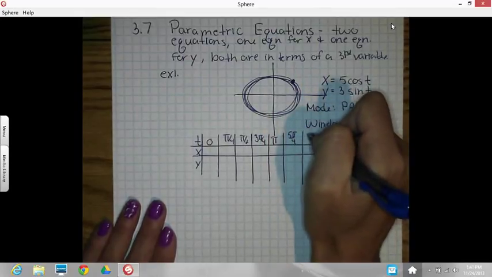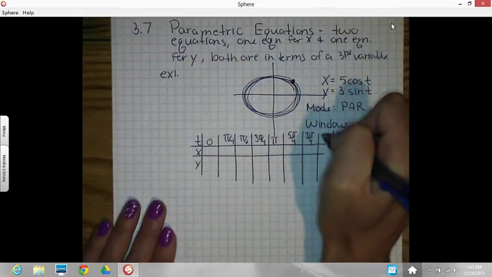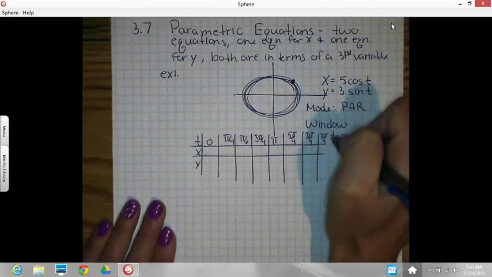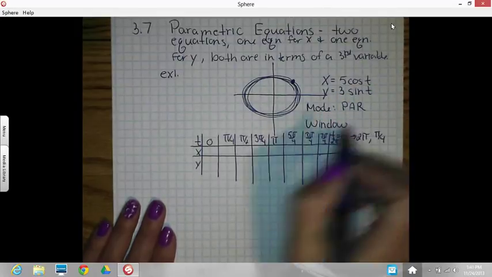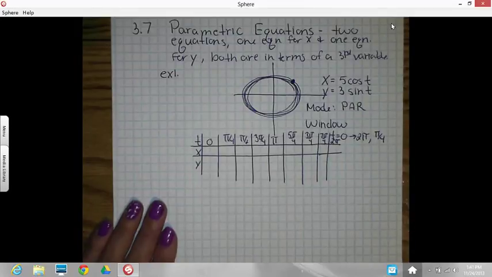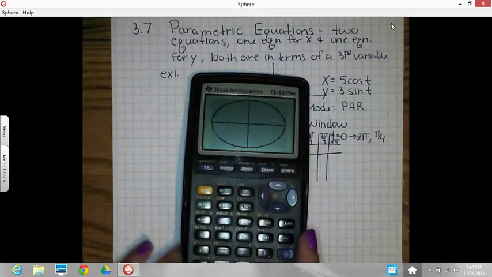Then we'll be at 1 1/2, 1 3/4, that's 7 pi over 4. And then my last one, 2 pi. Okay, to get these values, I'll just set my table up to do this. The equations are in there.